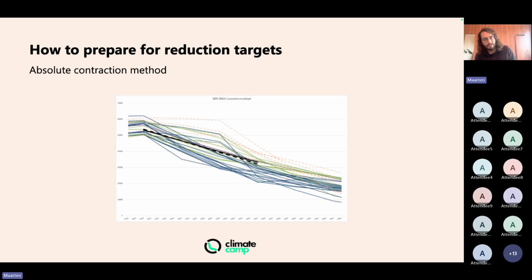Now let's talk about how SBTi developed its methodology for carbon reduction and setting carbon reduction targets. They use two methodologies.